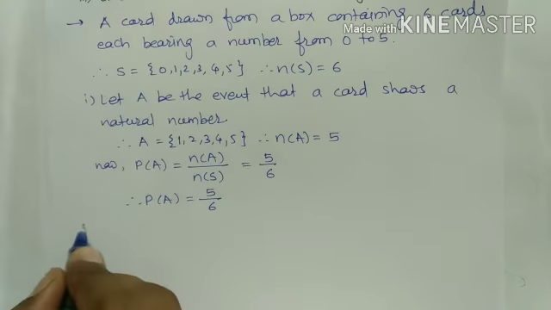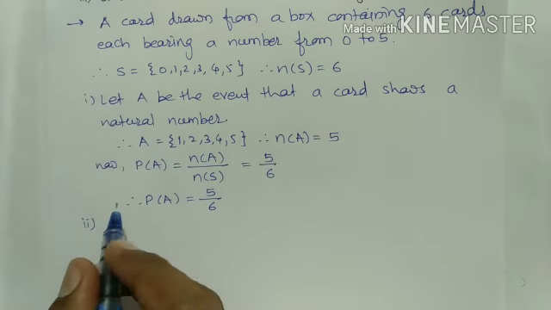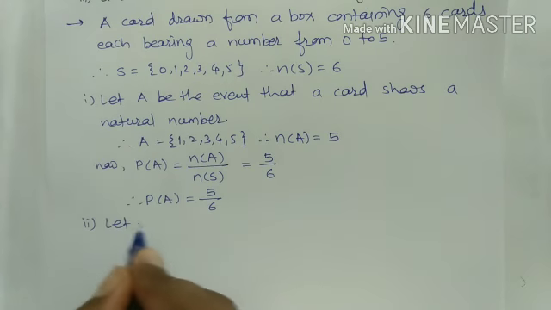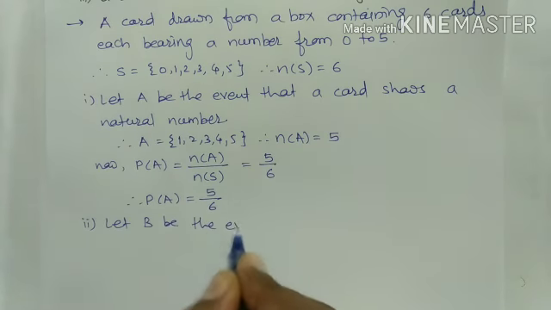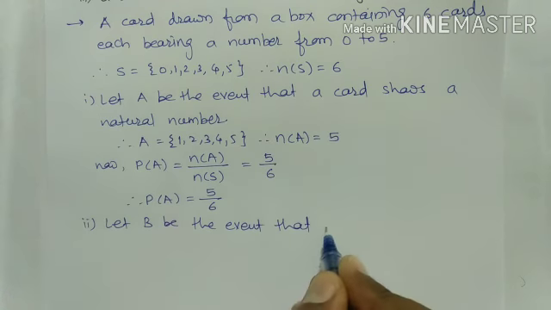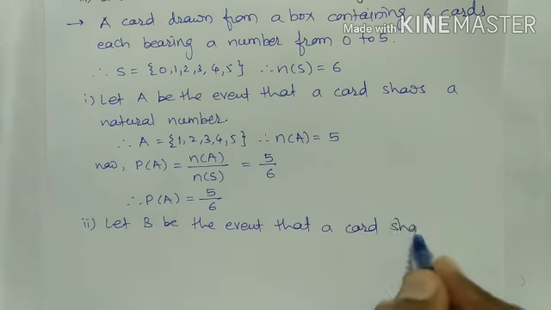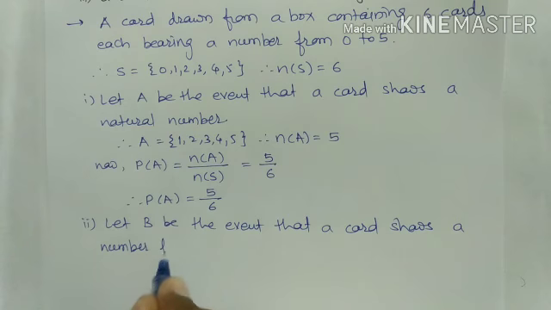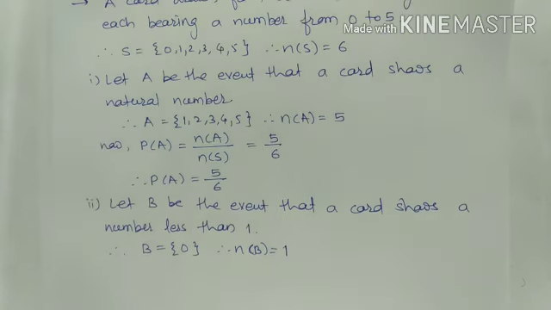Now, the other event is a card shows a number less than 1. Here we write, let B be the event that a card shows a number less than 1. And therefore B is the event containing the sample points. Which sample point? Less than 1, it is 0, and therefore the number of sample points in this event is 1, so number of B equals 1.